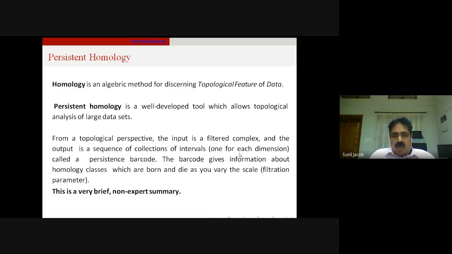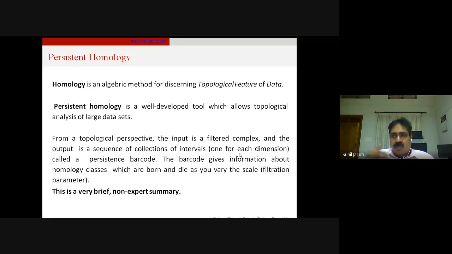That means a filtered complex will be obtained, as I mentioned, while we vary the filtration parameter. The shapes of the data will be changing, and with reference to each value of the filtration parameter, we will get each shape. Each one will be called a filtered complex. Therefore, that filtered complex will be input, and the output will be a collection of intervals, one for each dimension, called a persistent barcode. We don't even know from which dimension the data comes. Therefore, there will be a barcode associated with each dimension.